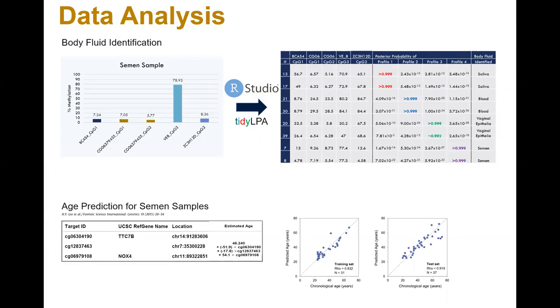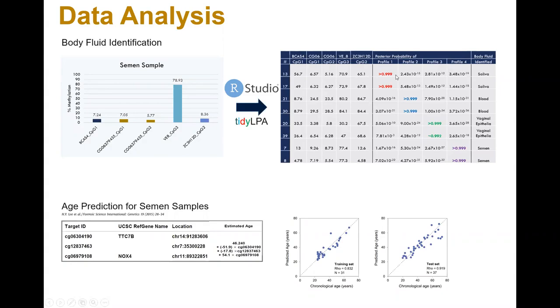This latent profile analysis allows us to create profiles of what is saliva in the context of these 5 CpG sites, and then the same for blood, vaginal epithelial cells, and semen. Once we've created a database and trained our model, we're able to input an unknown sample. And given these percent methylations that you see at the 5 CpG sites, it will give the posterior probability that that sample belongs to one of the 4 profiles corresponding to a body fluid.